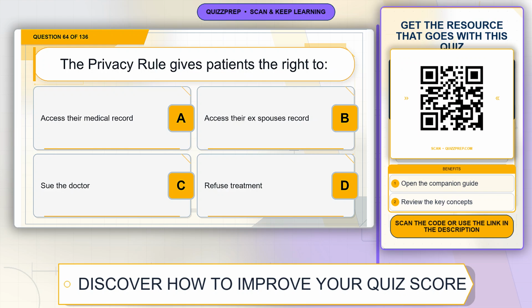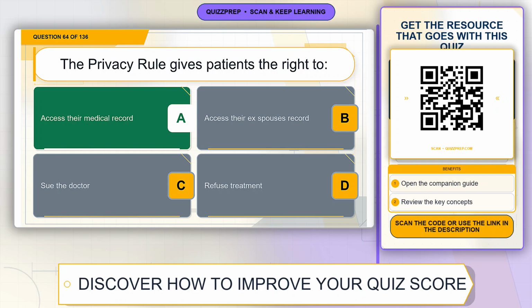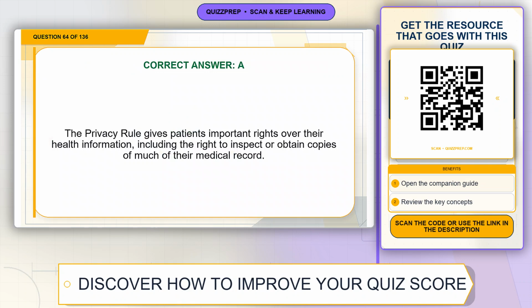Question 64. The privacy rule gives patients the right to option A, access their medical record. Option B, access their ex-spouse's record. Option C, sue the doctor. Option D, refuse treatment. The correct answer is option A, access their medical record. Explanation: the privacy rule gives patients important rights over their health information, including the right to inspect or obtain copies of much of their medical record.